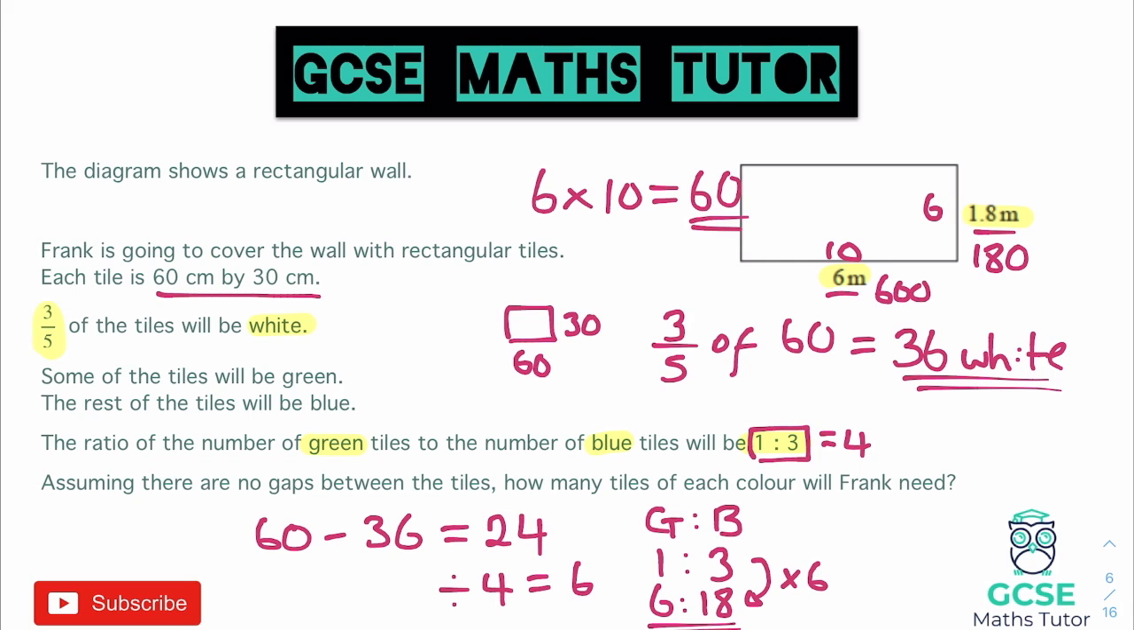So there we go, we know that there are going to be, I'm just going to write the letter, so 36 white, there are going to be 6 green, and there are going to be 18 blue, and that'd be our final answer there, 36 white, 6 green, 18 blue. Obviously add those up and they also equate to 60, so we know we've got the full amount there. So there we go, that's how we'd approach one of these problems.